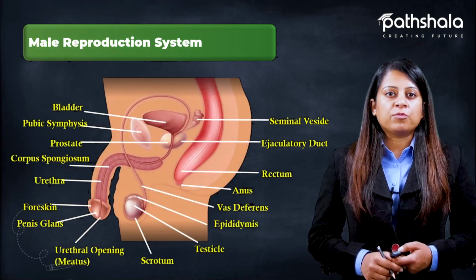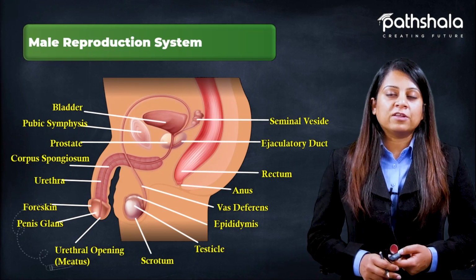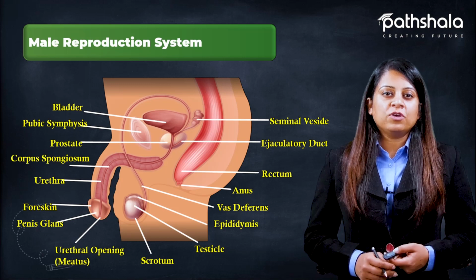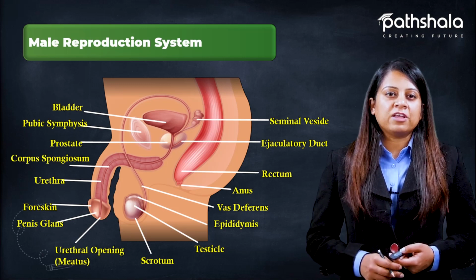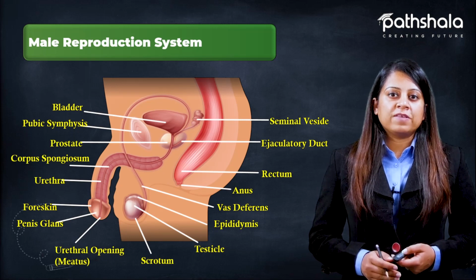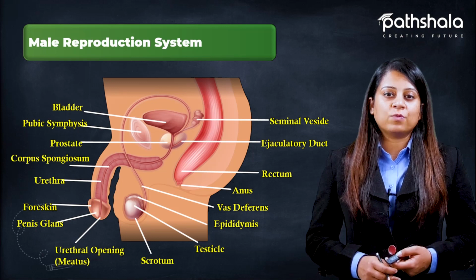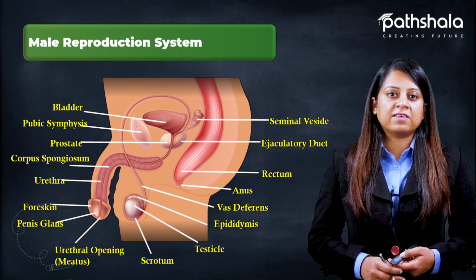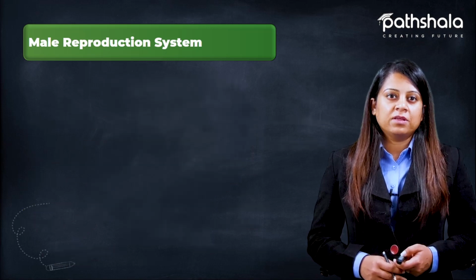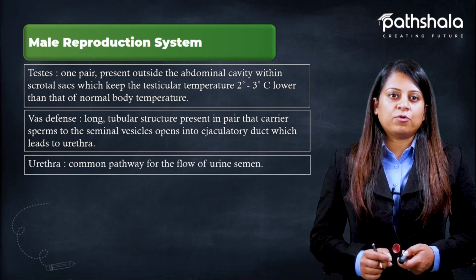Talking about the male reproductive system, the male and female have different reproductive organs that are involved in the process of reproduction. Here is the diagrammatic representation of the male reproductive system, showing seminal vesicles, ejaculatory duct, rectum, anus, vas deferens, epididymis, testicle, scrotum, and other parts. Let us study the male reproductive system in a little more detail.